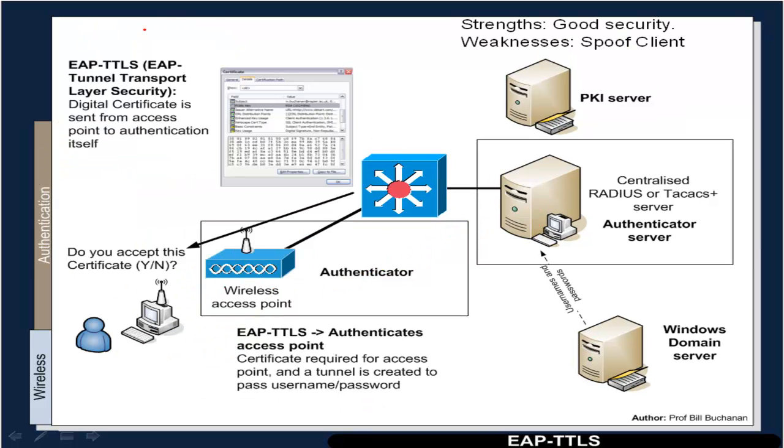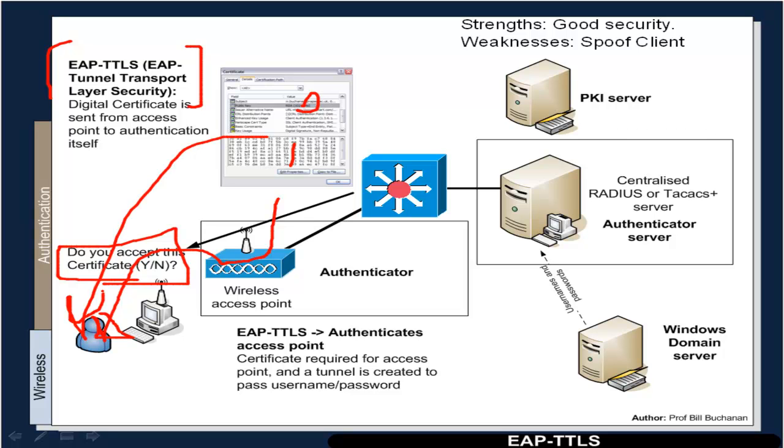For EAP TTLS, again we tunnel and we use a digital certificate. This time the digital certificate comes from the access point. The user is asked whether to accept it or not. Most of the time they will actually say yes without actually checking it. Once that certificate is used, it can then be used to encrypt the data for the tunnel in order to pass the user credentials on. Good thing with this is that we're creating a tunnel for the login, but we can have a spoof client, in that there is no authentication from the client to the server.